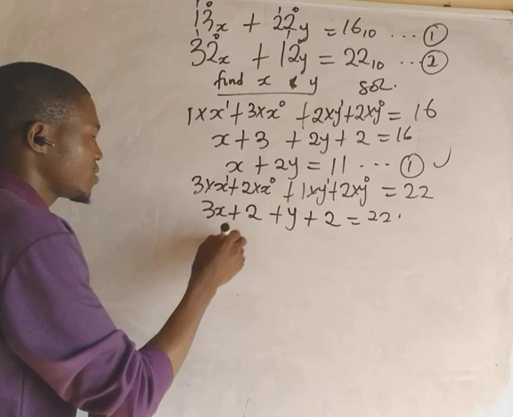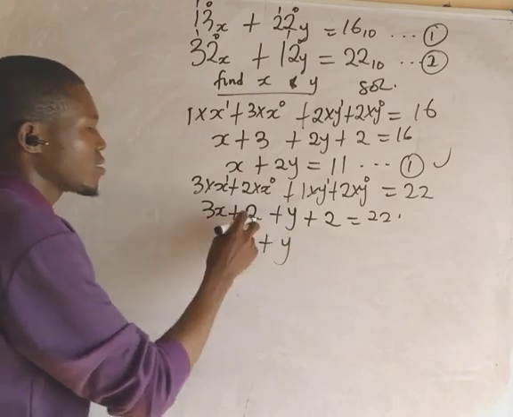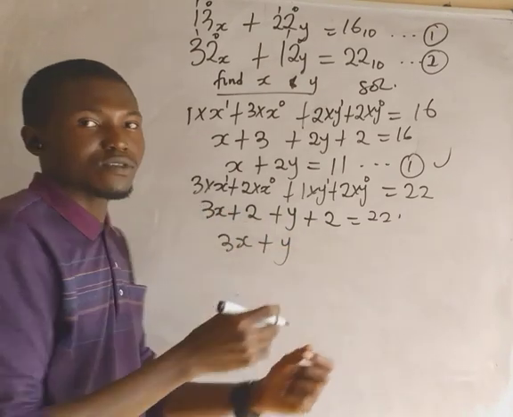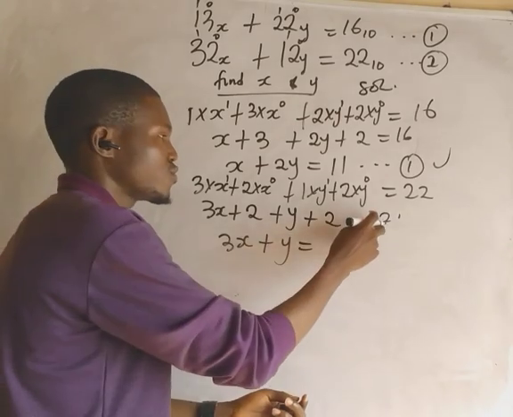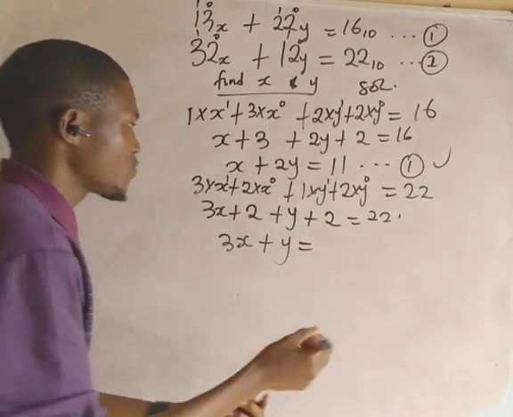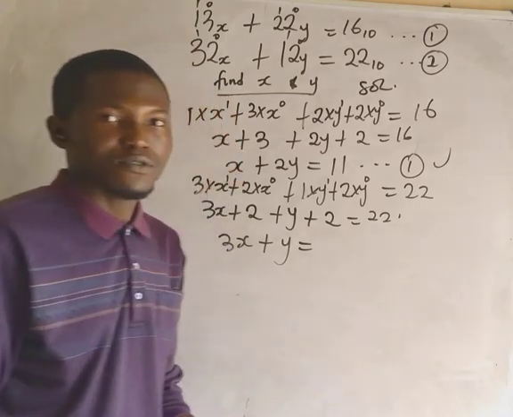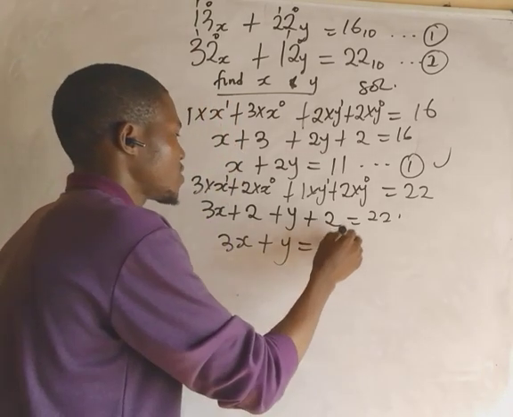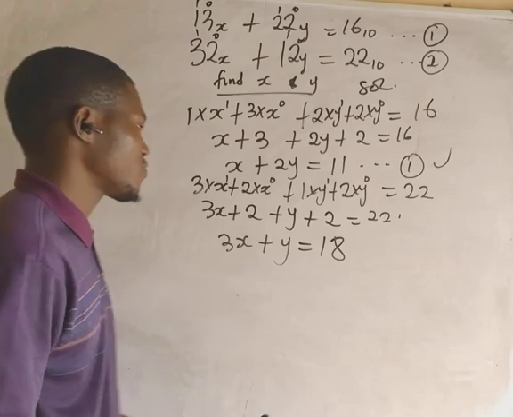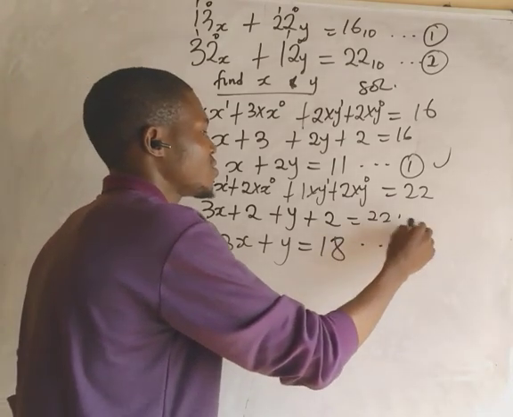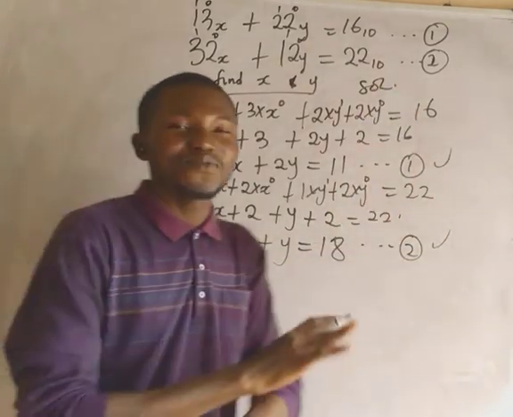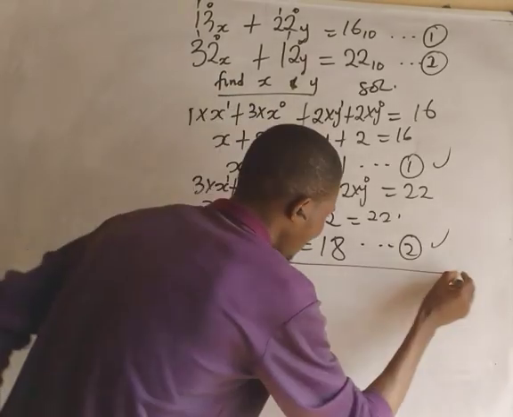Therefore, this is 3x plus y. Now, from here, 2 plus 2 is 4. So we'll now do 22 minus 4, which is going to give us 18. So that is all. This is our equation 2. Alright, so this is the first thing you need to do. So you can now start solving your simultaneous equation.